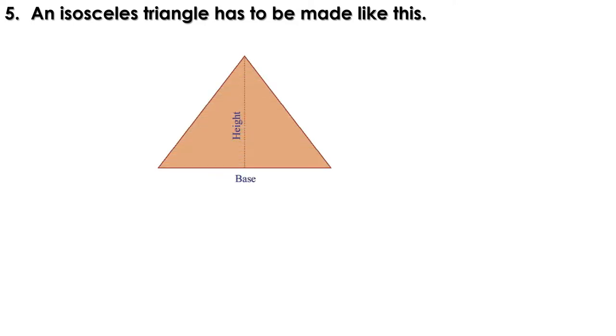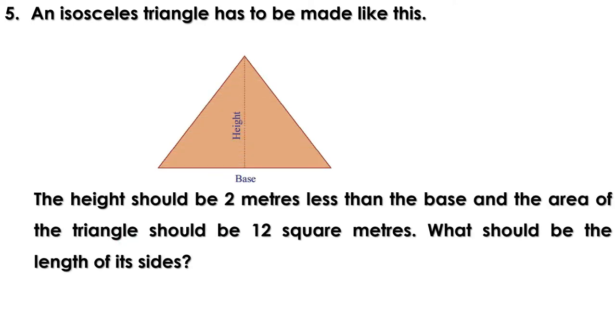There was a homework. An isosceles triangle has to be made like this. The height should be 2 meters less than the base and the area of the triangle should be 12 square meters. What should be the length of its sides? This is the triangle. Given that the height should be 2 meters less than the base.